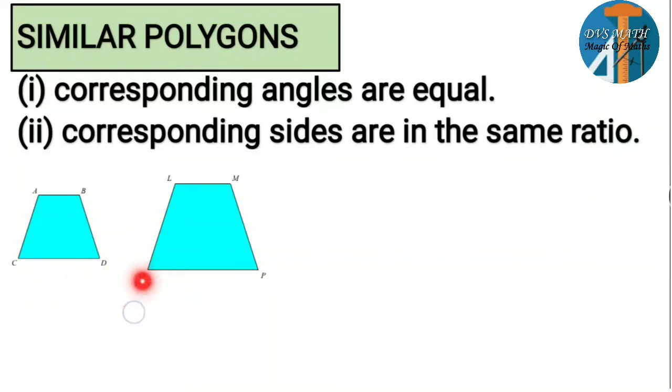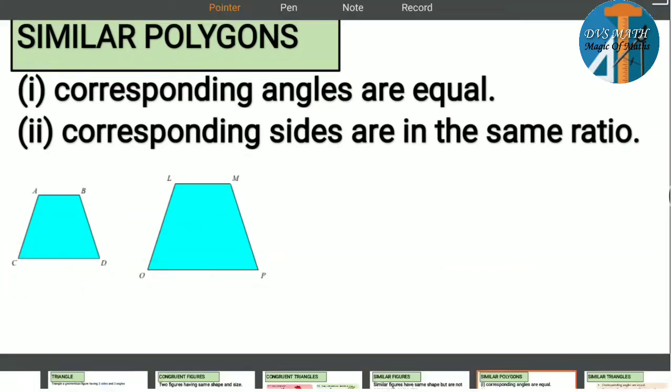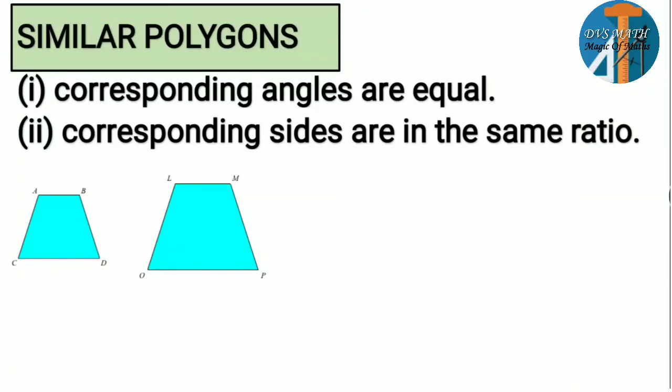But here, if we consider the angles, their corresponding angles must be equal. For example, angle A must be equal to angle L, angle B must be equal to angle M, angle C must be equal to angle O, and angle D must be equal to angle P. So if these corresponding angles are equal, then we are going to call it similar.